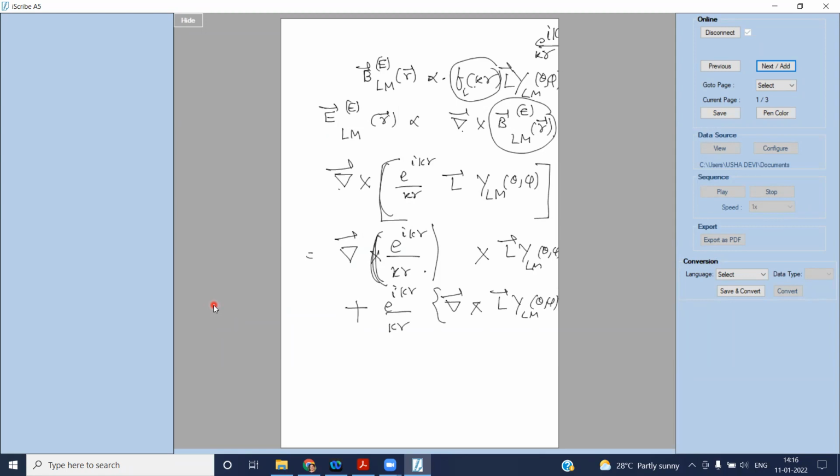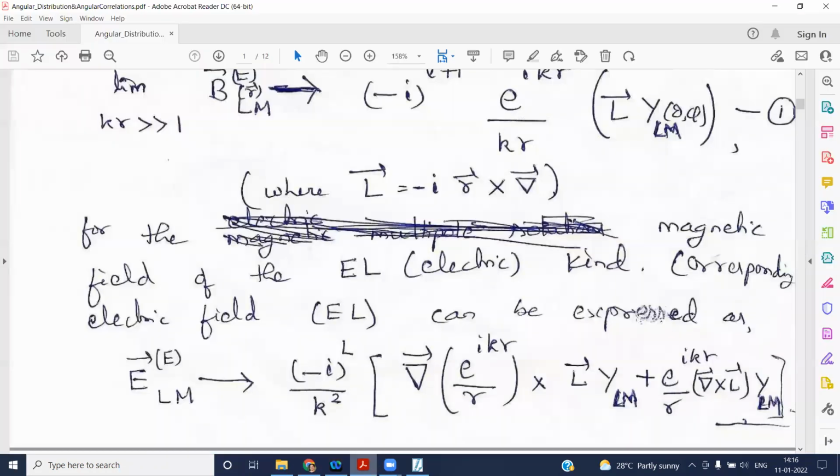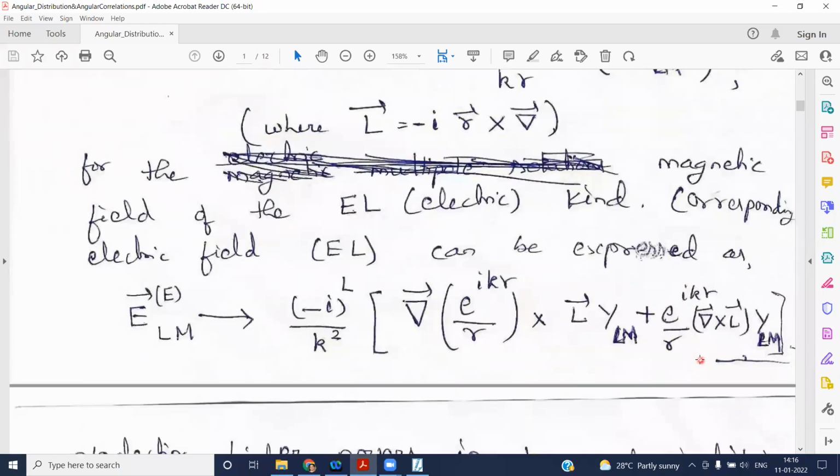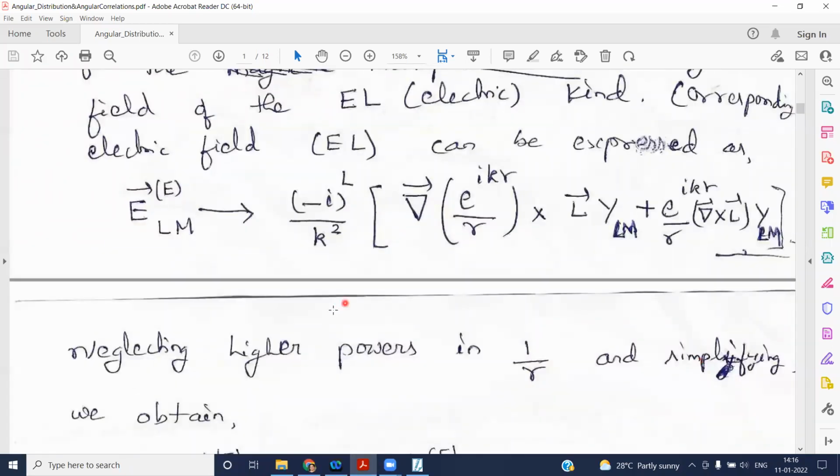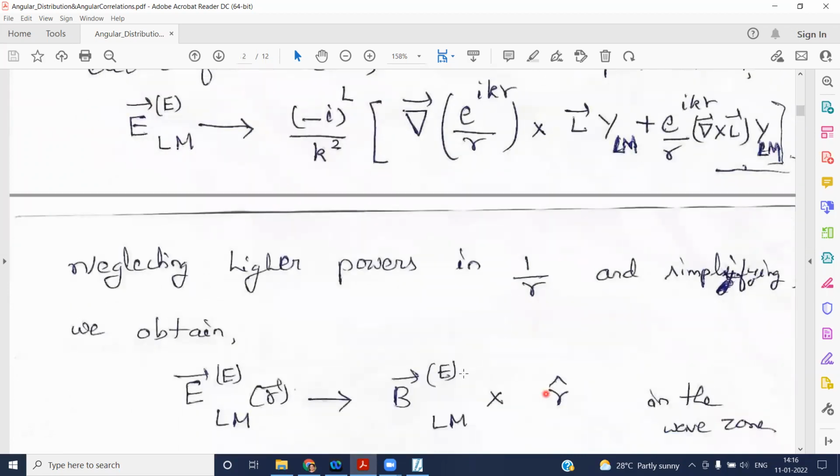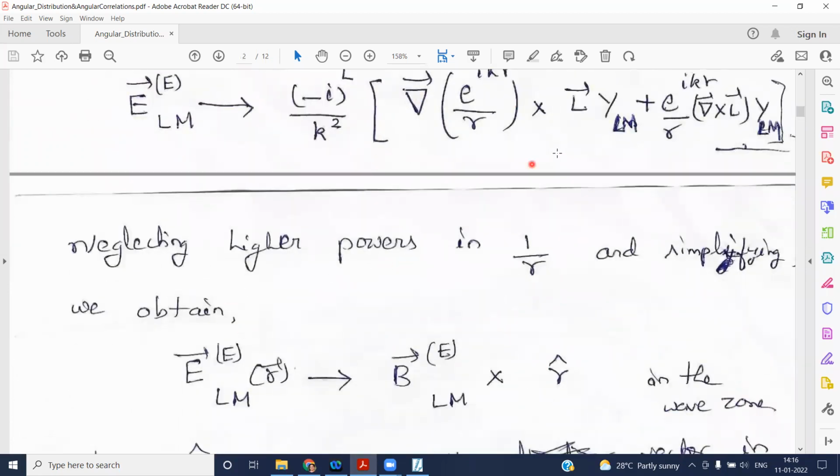I'm just writing it, not going to simplify, and you need not worry about what I will get. I'm showing you that it is easy to do these things. One can try it if you are familiar with the mathematics. Once I get that, I will continue. I ignore higher powers in 1 over r and simplify. That is, I don't consider higher powers of 1 over r because r is much, much larger compared to the source dimension.